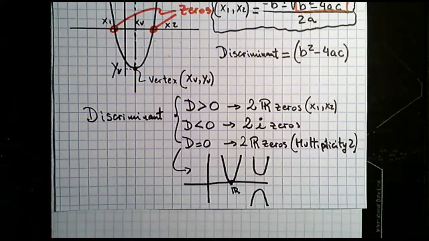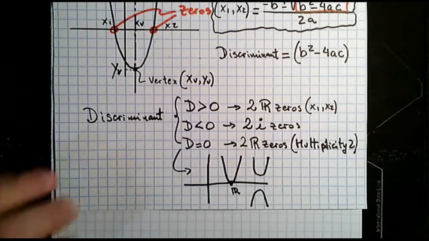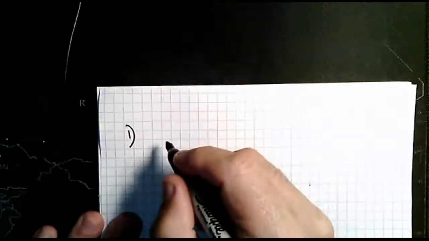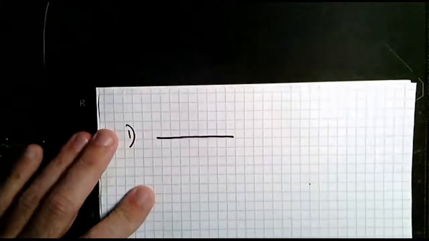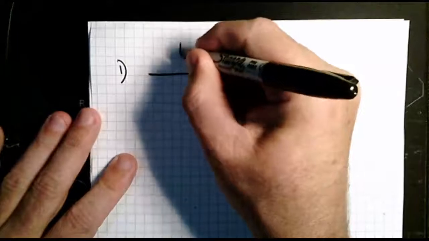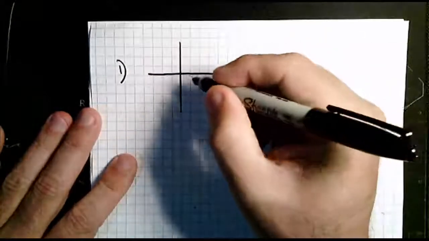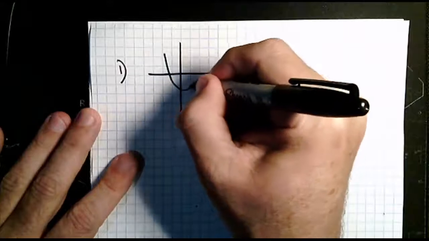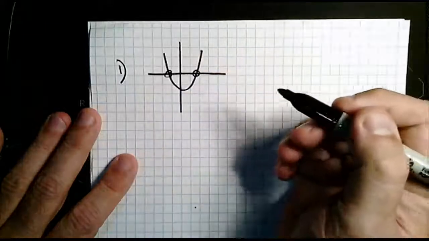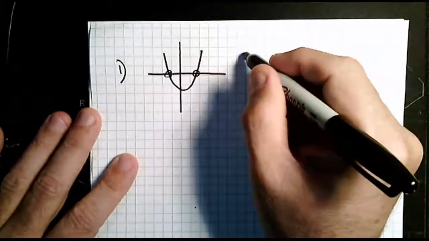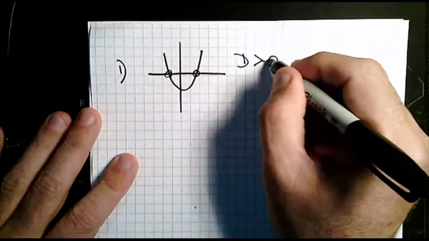Okay, this situation is also very common when you have two imaginary zeros over there. Okay, and I will give you a couple of samples about situations with the discriminant. How are those situations going to be? Okay, situation number 1. In situation number 1, I have a parabola like this, so I can see my two zeros. So the discriminant here is greater than 0.